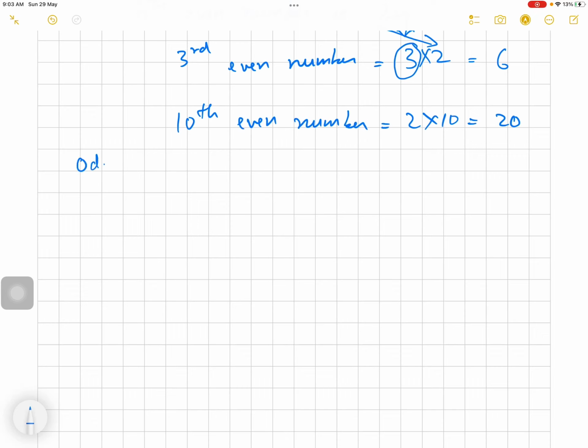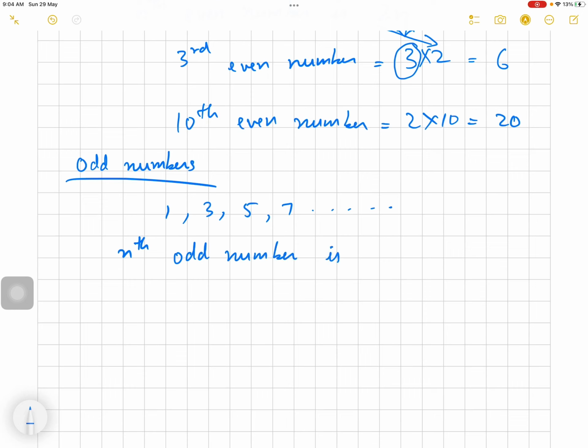What are odd numbers? Odd numbers are those numbers which are not divisible by 2. For example, 1, 3, 5, 7 and so on are odd numbers. The numbers which are not divisible by 2 are called odd numbers. So the nth odd number will be 2n minus 1, so 2 multiplied by n, minus 1.